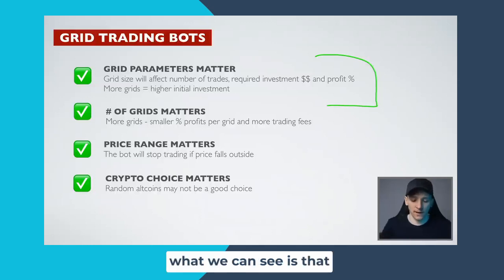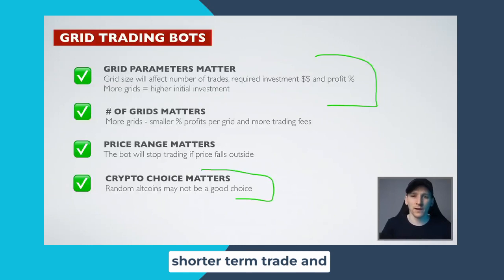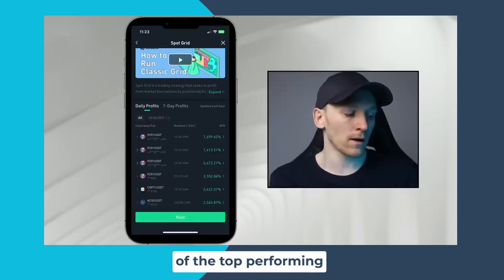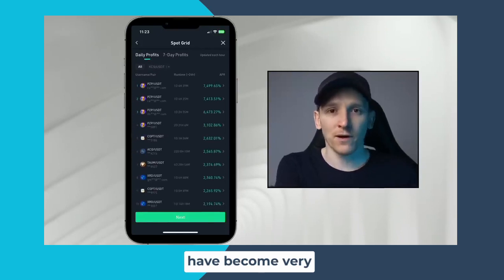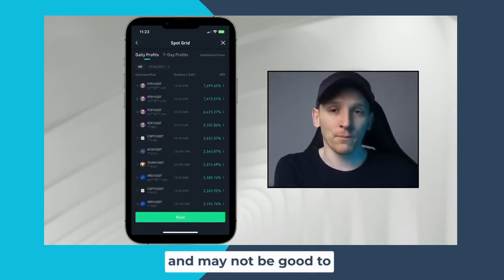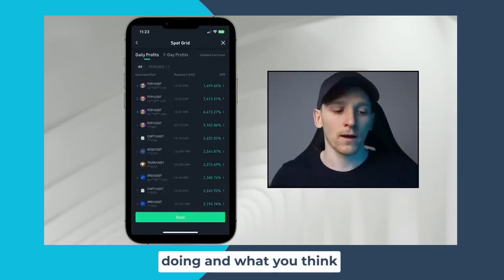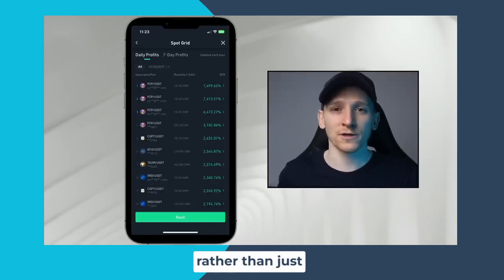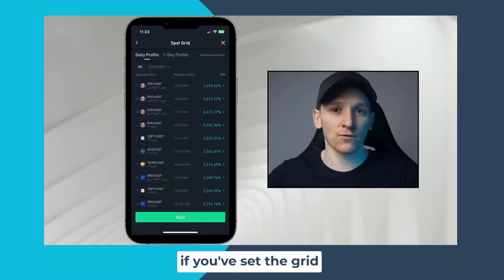Also, what we can see is that the crypto choice matters. So again, if you're playing a shorter term trade and you think it's going to be volatile, that may be very good. However, if we look at some of the top performing grid bots, you'll see that these are just random coins that have become very volatile, very short term, and may not be good to get into for the future. So you have to really think about what you're doing and what you think is going to happen in the future, and then use the grid bot as a tool rather than just something that you hope will make money over time, because it really won't if you set the grid up wrong or if you're just in the wrong asset.